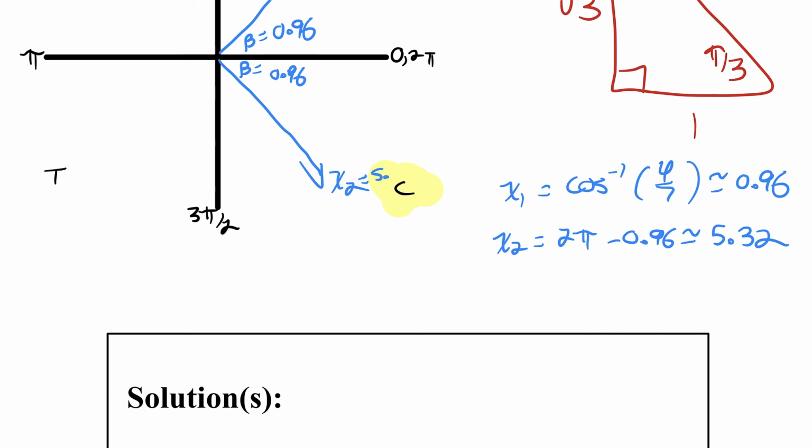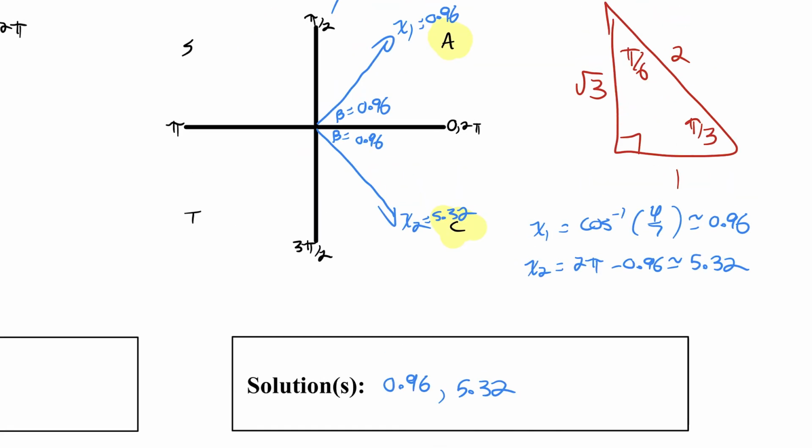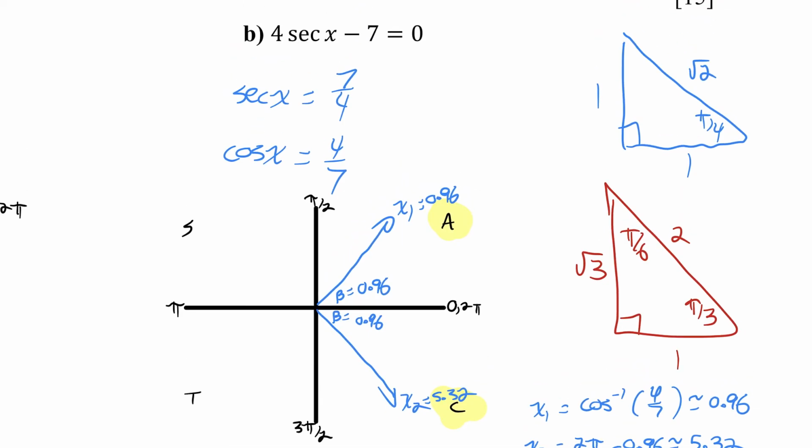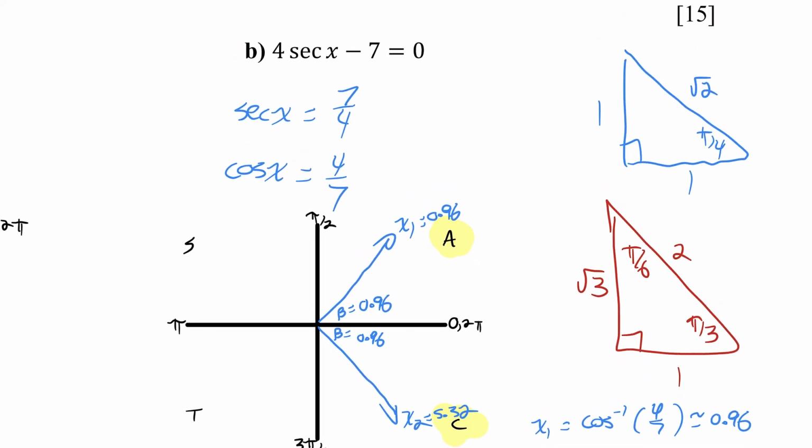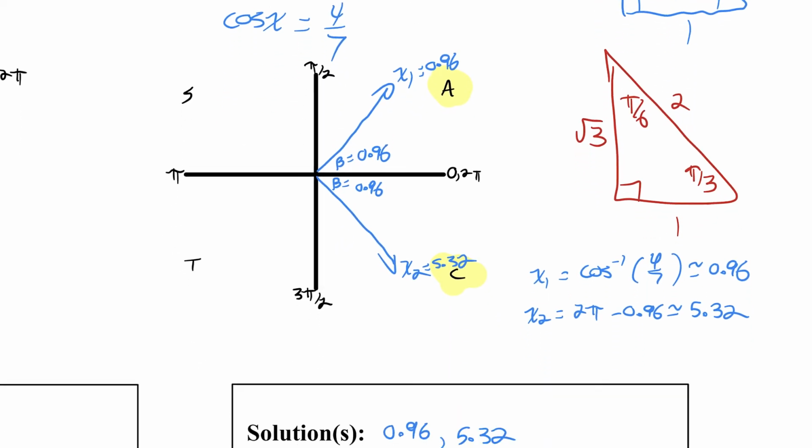So x2, 5.32. If I check both of these answers in the original equation, it might not make it equal 0 exactly, but it should be very close. Keep in mind these are approximate answers. We rounded those two final answers.